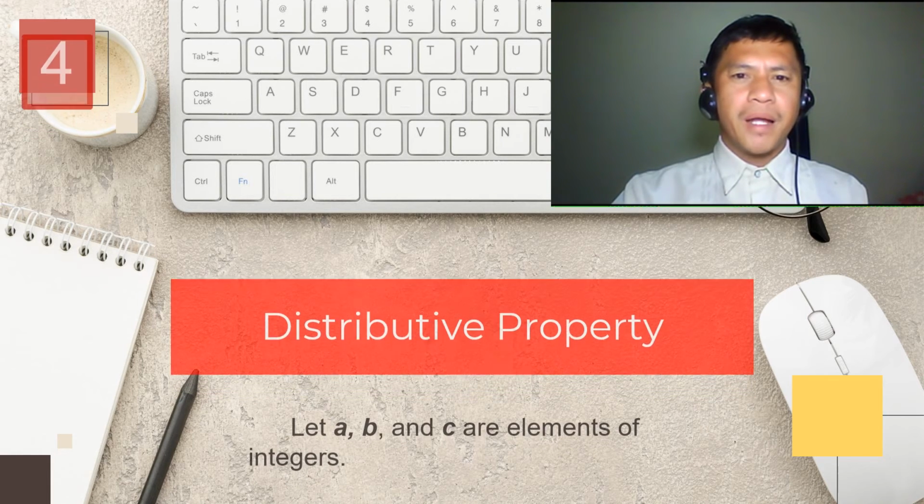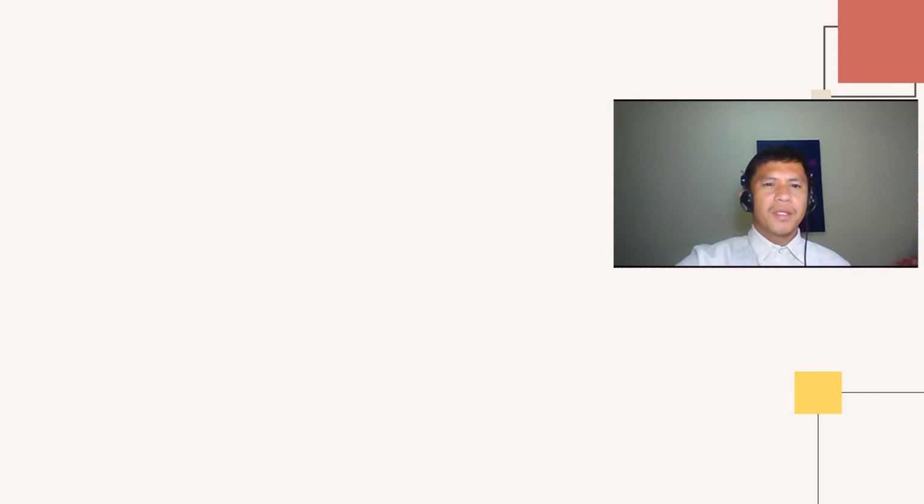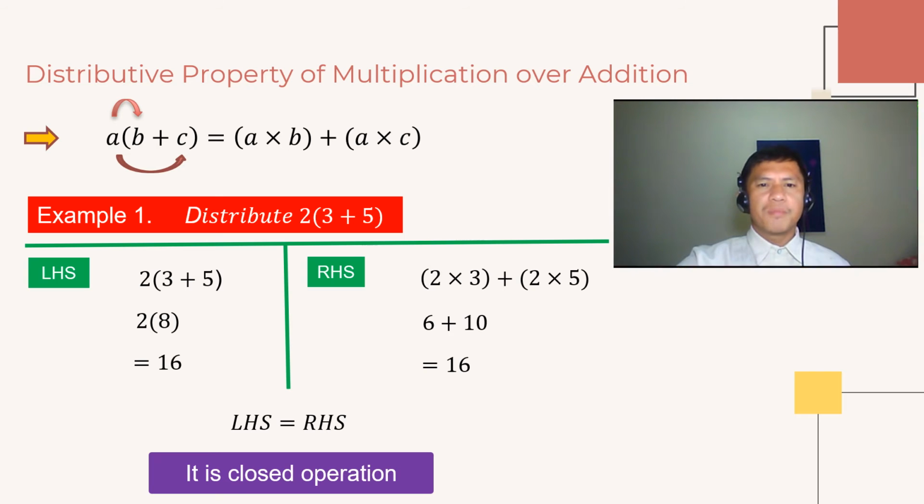The fourth property is distributive property. Let A, B, and C be elements of integers. Distributive property of multiplication over addition. This property can be symbolically written as A times quantity B plus C is equal to the product of AB plus AC. Example number 1.